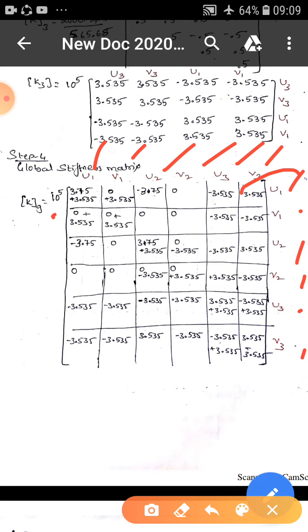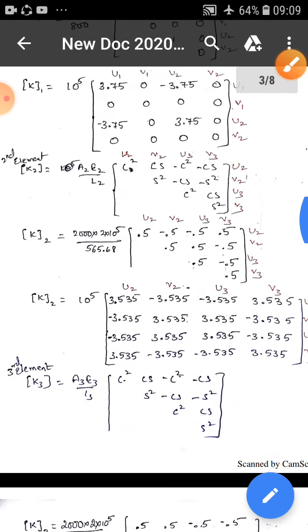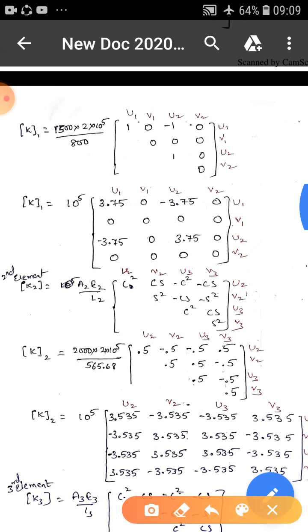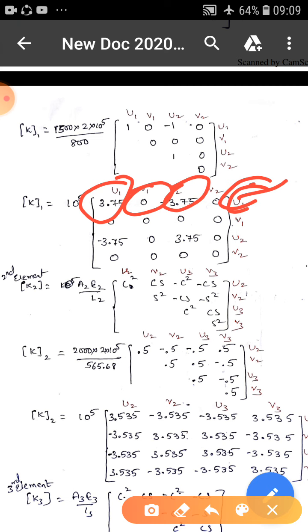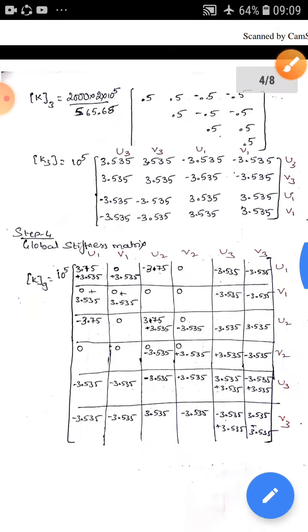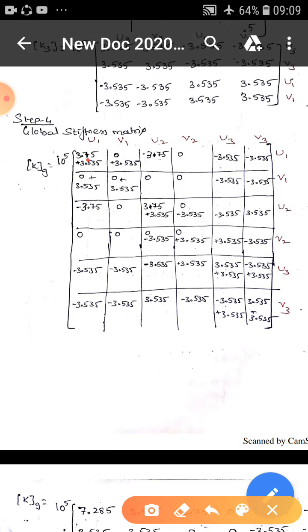Carefully observe the u1 row, u1 column. See here, u1 row, u1 column. Where is it? It is present here. u1 row v1 column is present here. u1 row u2 column is present here. u1 row v2 column is present here. Those values I have written. I'll be telling only for u1 because u1 is present in the first stiffness matrix.